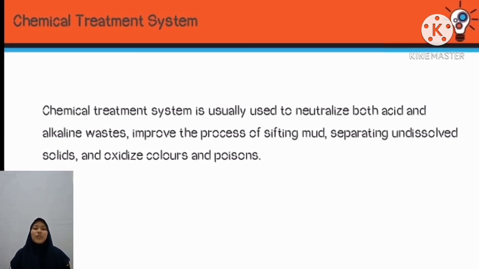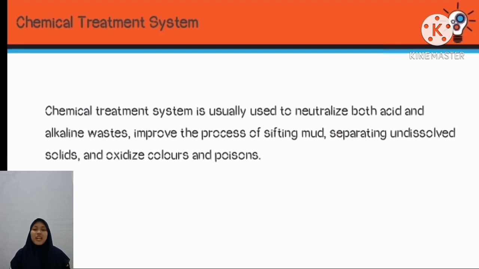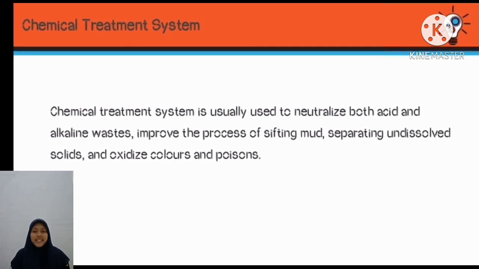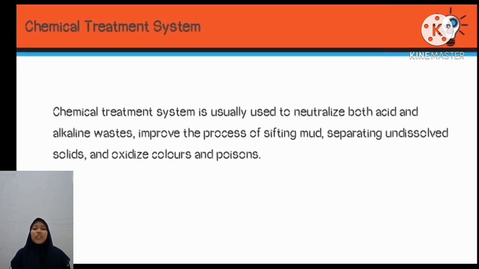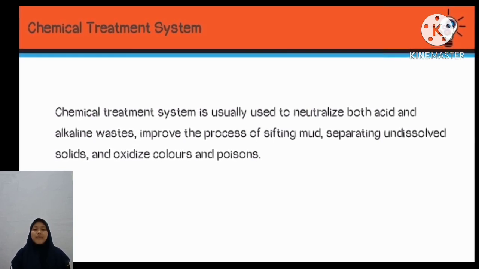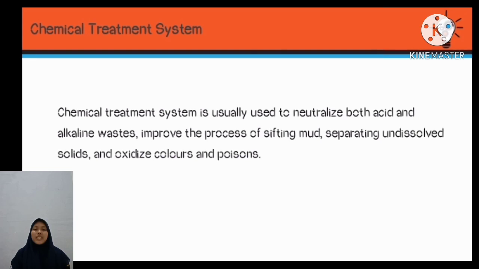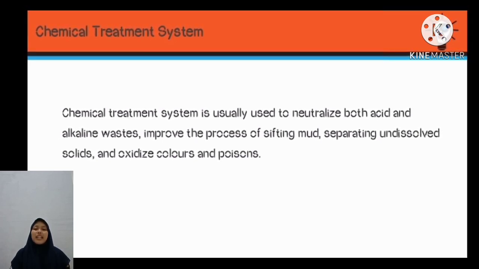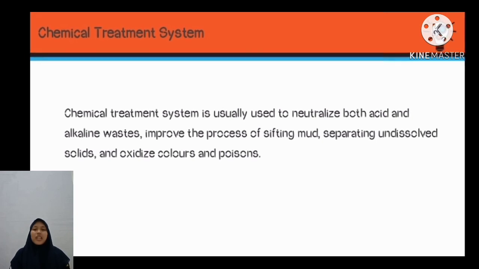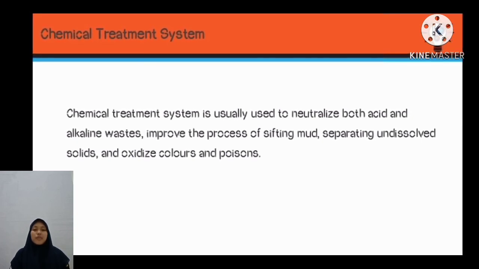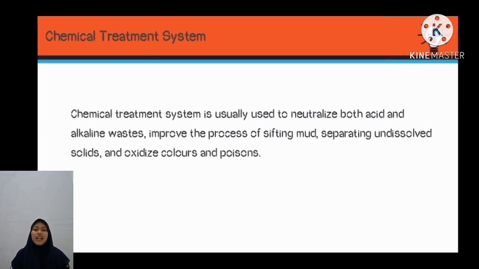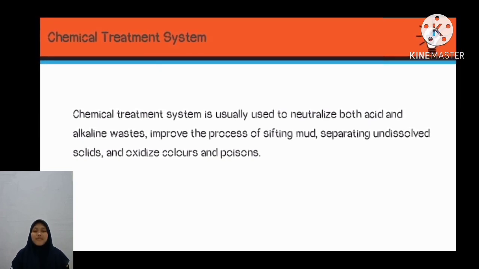I will tell you about our matter today, which is about chemical treatment plants. First, let me explain about the chemical treatment system. Chemical treatment is usually used to neutralize both acid and alkali wastes, improve the process of sifting, separating undissolved solids, and oxidize color and poisons.